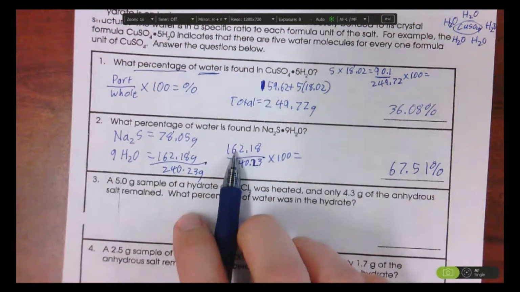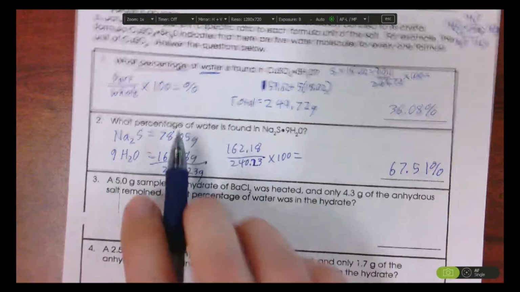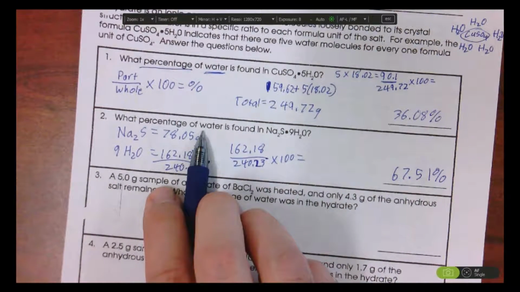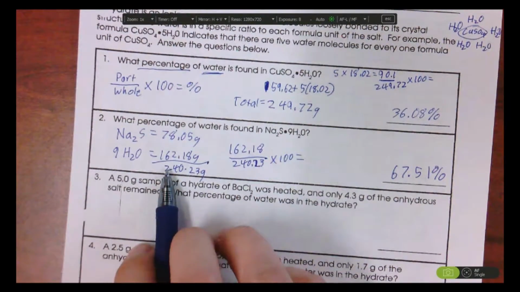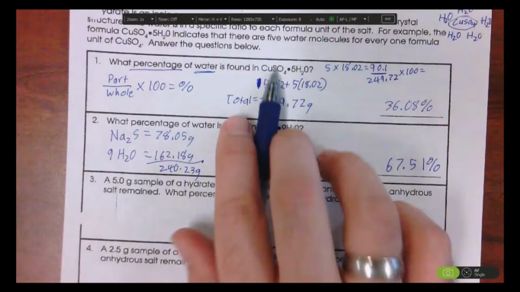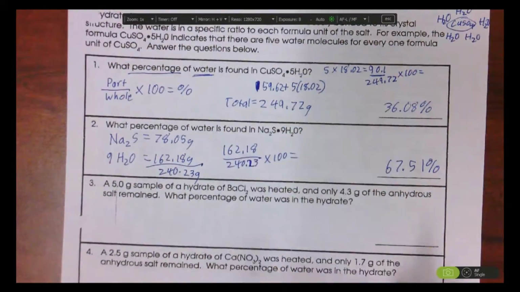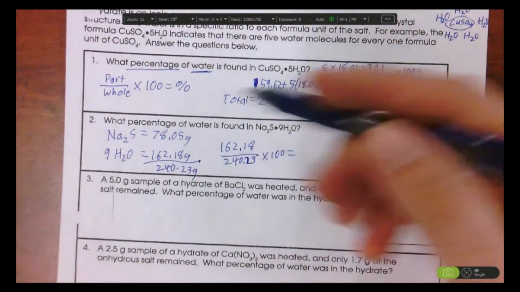So everybody know why we're putting the water on top? Because they asked for water. Okay. Now, if they ask for salt, and I'll go ahead and tell you, salt is not always NaCl. Salt is basically this thing on the side. Okay. Now, before we move on to this next part, this was just finding the percent of water.